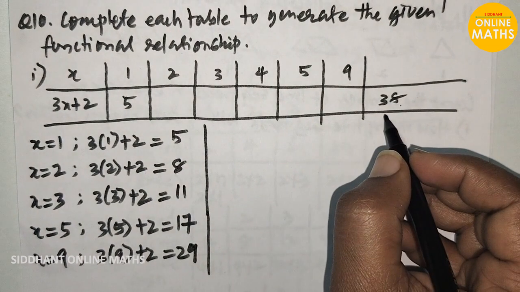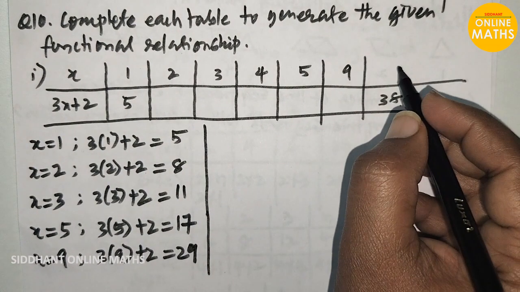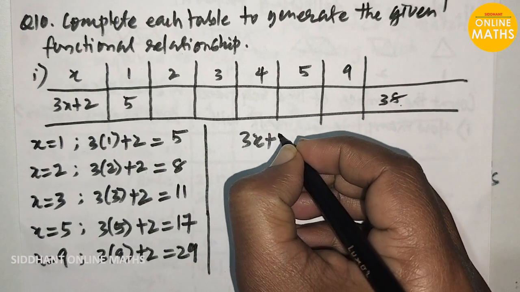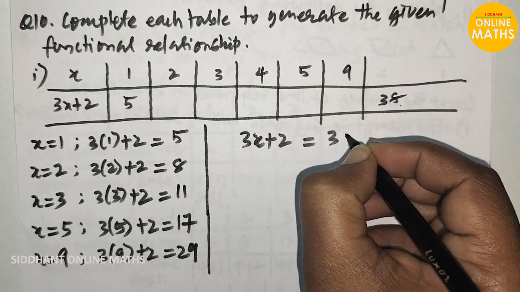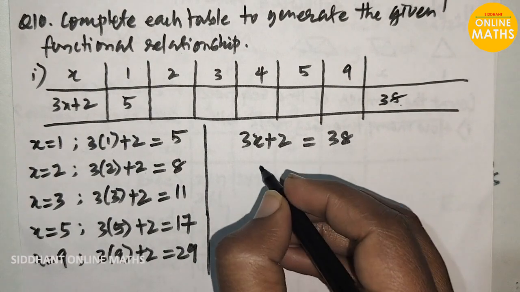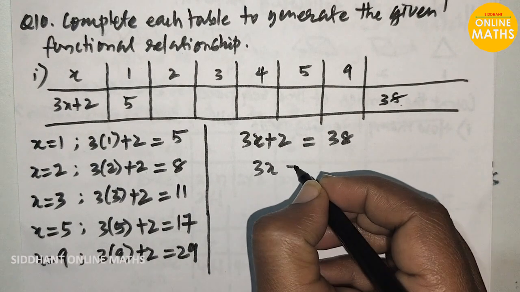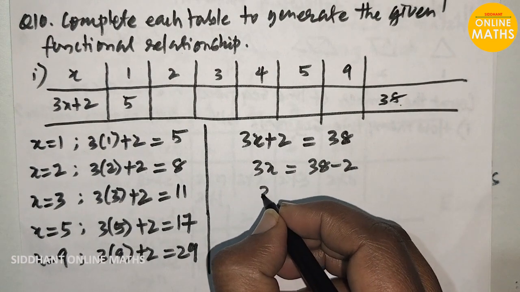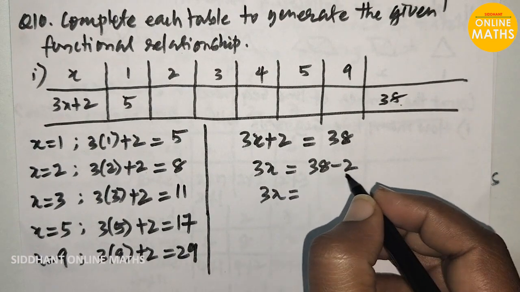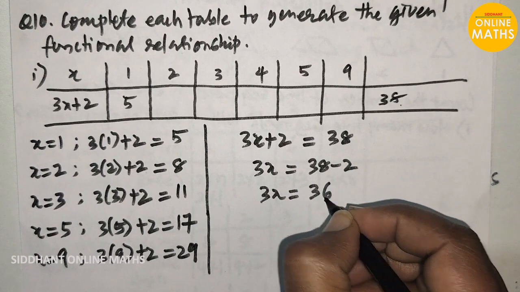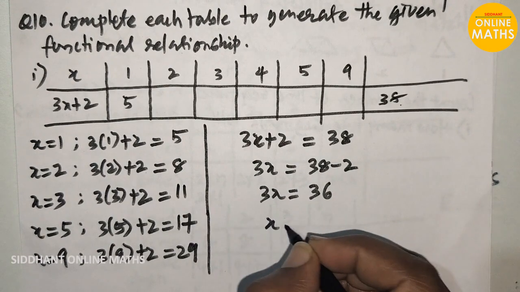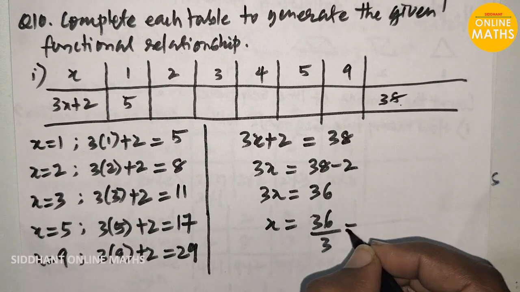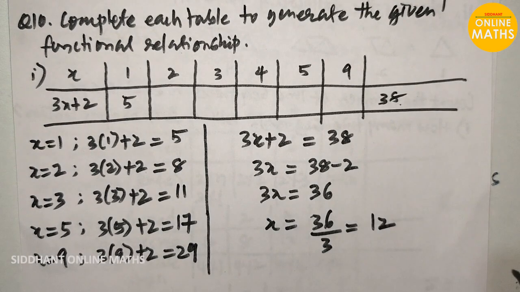In the last one they have given 38 and you have to find the x here. That means 3x plus 2 is equal to 38. Then x how much? 3x is equal to 38 minus 2. So 3x is equal to 36. Then x is equal to 36 by 3, that is equal to 12 here.